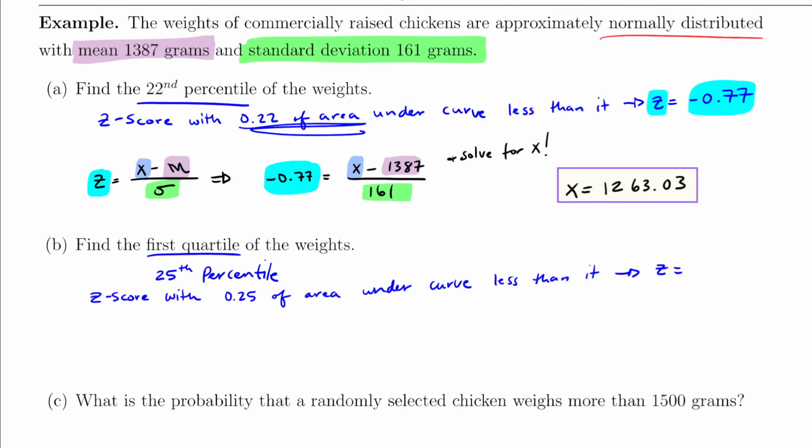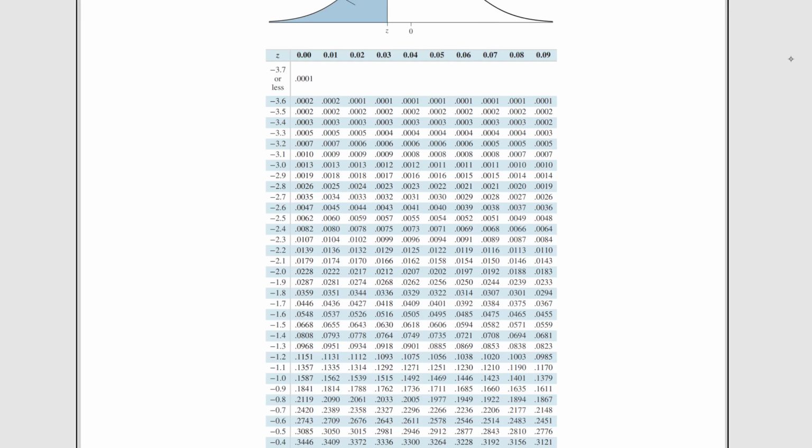So let's look at the chart to find the z-score that corresponds to 0.25 of the area under the curve less than it being there. Looking at the chart, it looks like the closest contenders are 0.2514, 0.2483. Now the 0.2483 is 0.0017 away, the 0.2514 is 0.0014 away, the 0.2514 is closer, so this is our value we're going to go with.